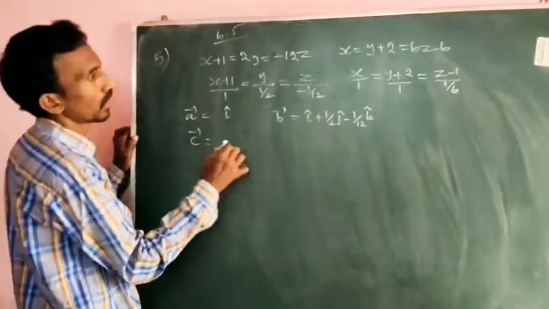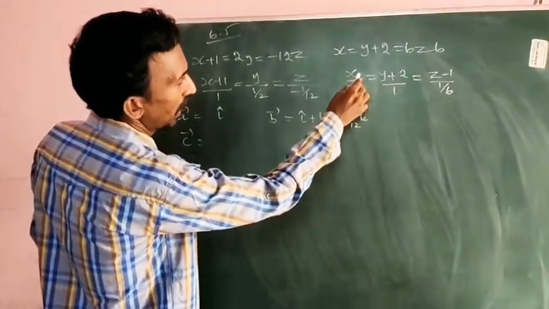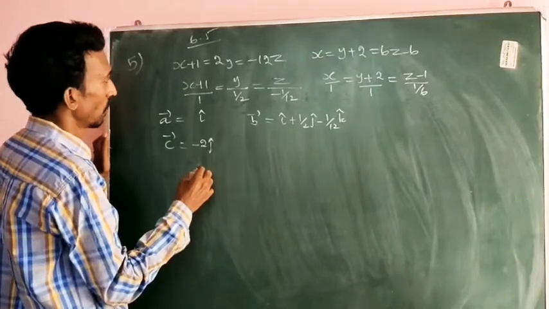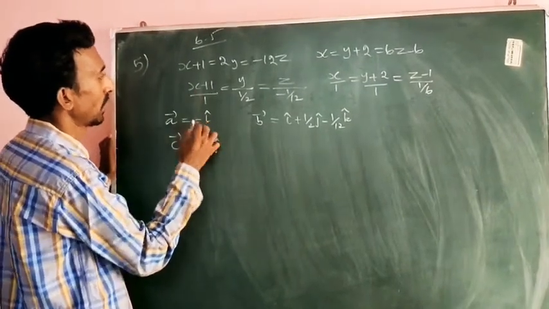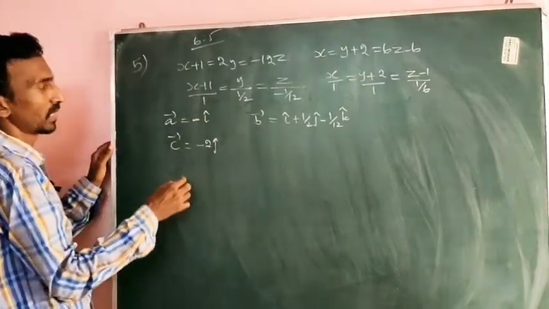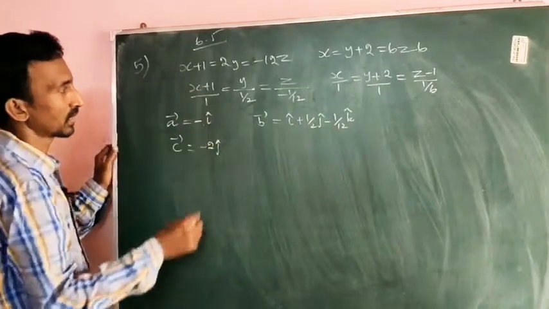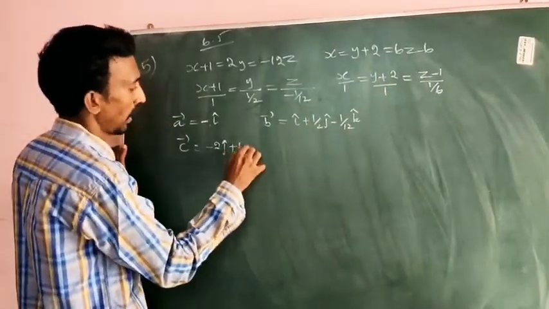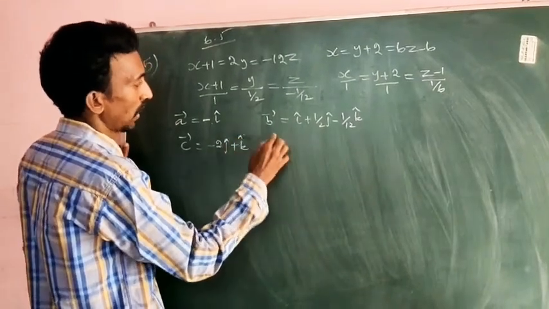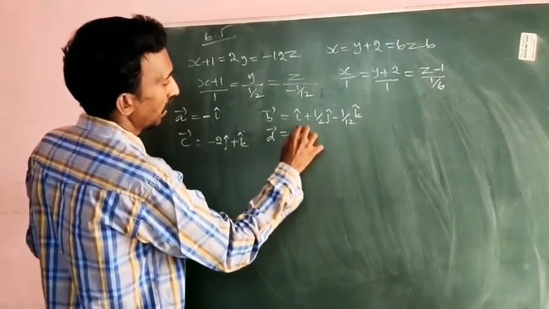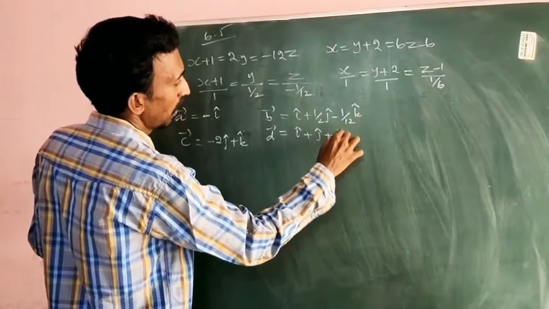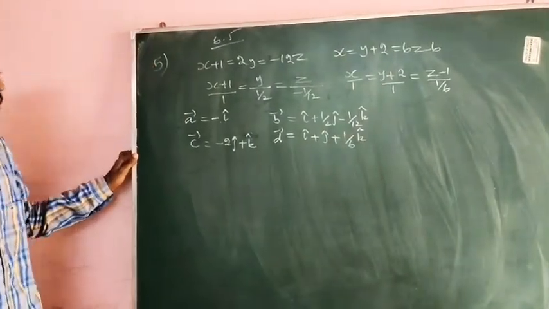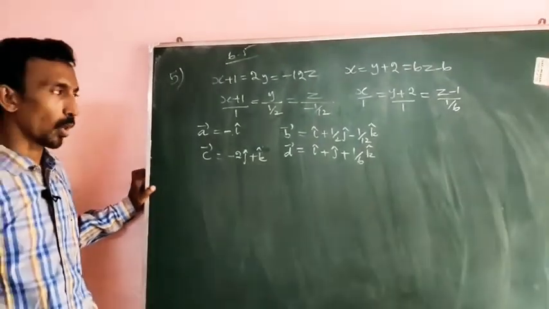C vector equals minus 2j. Here also minus i, not plus i. Look at my answer, x plus 1, therefore minus i. So minus 2i plus k. Similarly, what is d vector? i vector plus j vector plus 1 by 6 into k vector. So our aim is to prove they are skew lines.